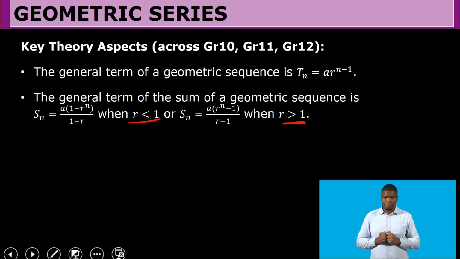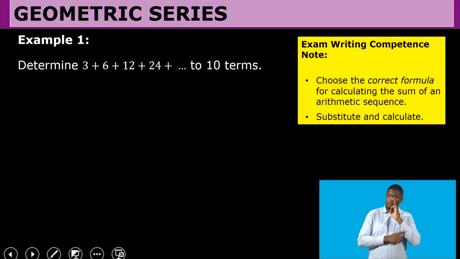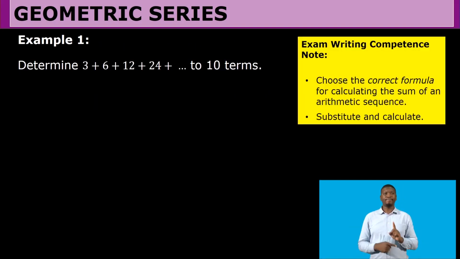So let us see an example of this. The first example says determine 3 plus 6 plus 12 plus 24 plus, and the series continues to 10 terms. So we need to calculate the sum of these 10 terms, but before we can calculate, we need to find out, do we have a common ratio or a common difference? Let's find out.